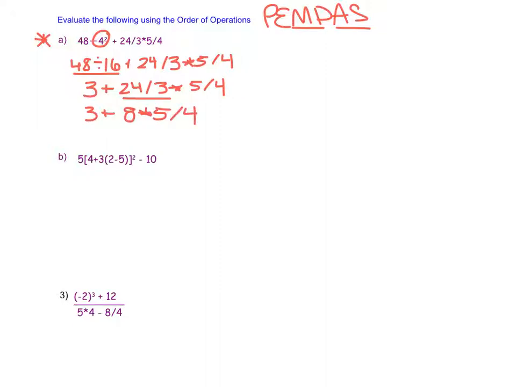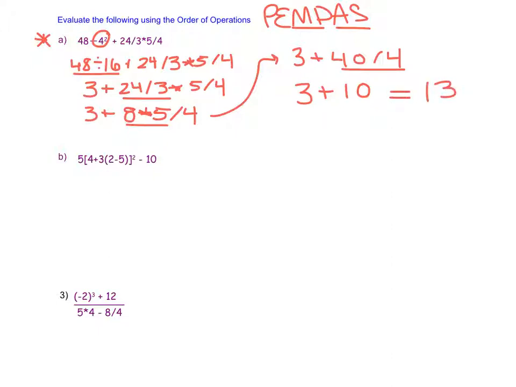I then do my next multiplication or division, which is 8 times 5, which is 40. I then finally end with that 40 divided by 4. That's my last multiplication or division. So I have 3 plus 10, and then I apply addition or subtraction. There's only one of them, so I don't need to worry about left to right. And here I end up with an answer of 13.